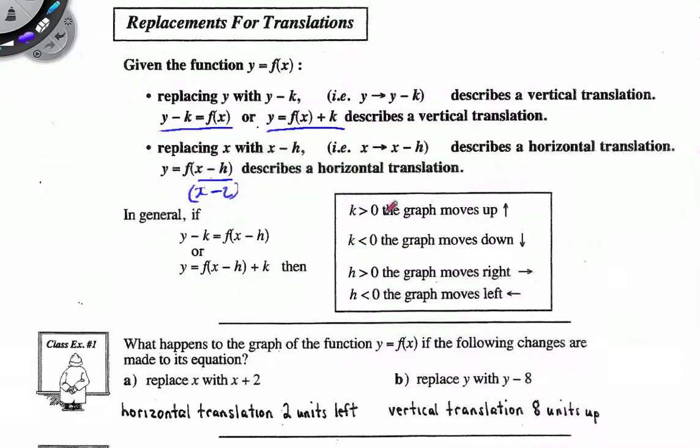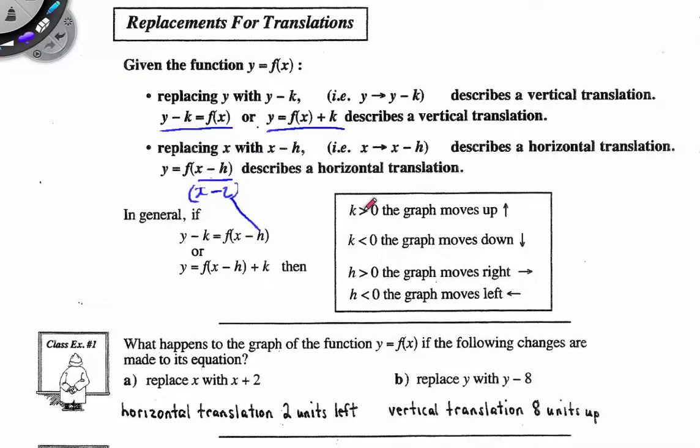So notice we've got some values here for h and k. If h is greater than 0, that means we'll read x minus a positive number, such as x minus 2. Here, notice h is equal to 2, not negative 2. When h is greater than 0, the graph moves to the right. When h is less than 0, when it's negative, this will change to a plus sign in here and it moves to the left.